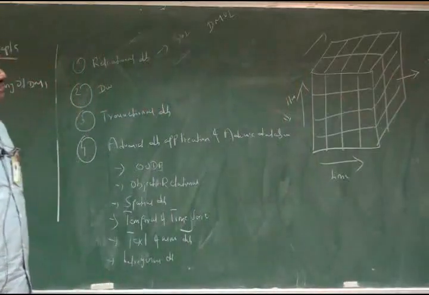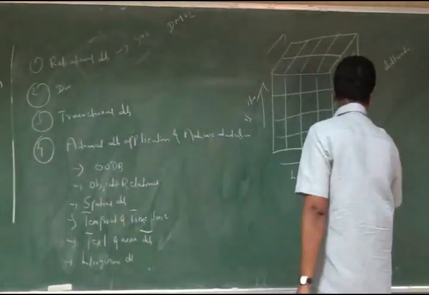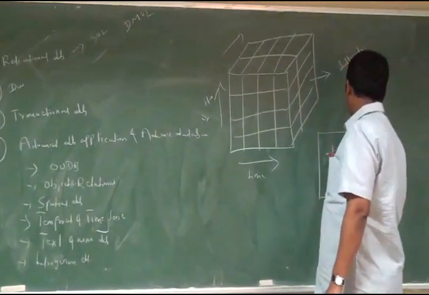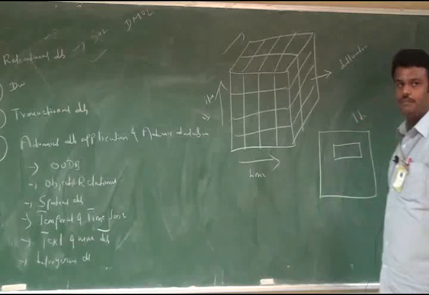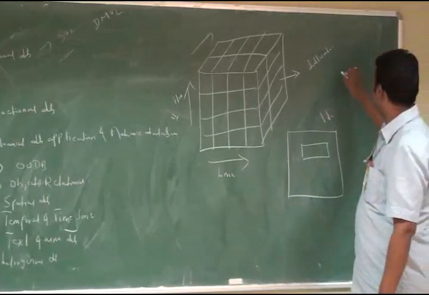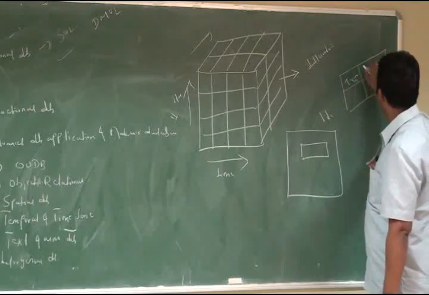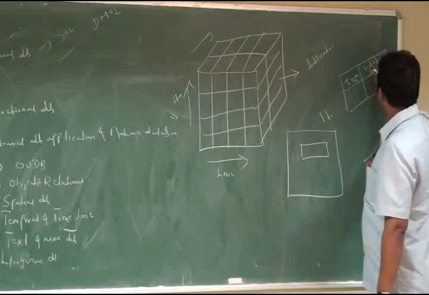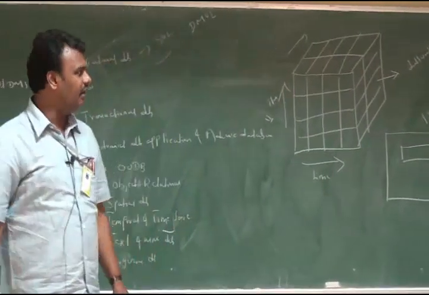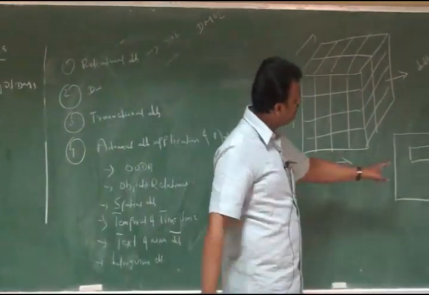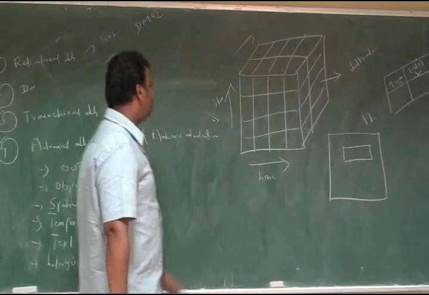The next one, the transactional databases. It consists of a file where each record represents a transaction. Each transaction has a transaction ID and the list of items. So the transactional database consists of a file where each record represents a transaction, with a transaction ID and the list of items.